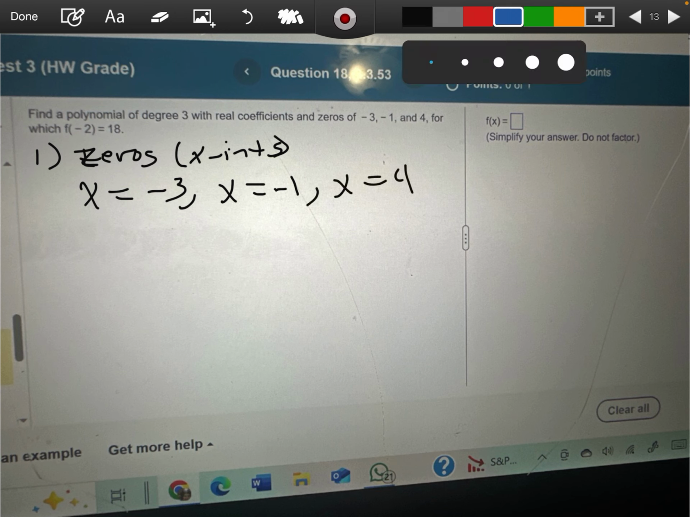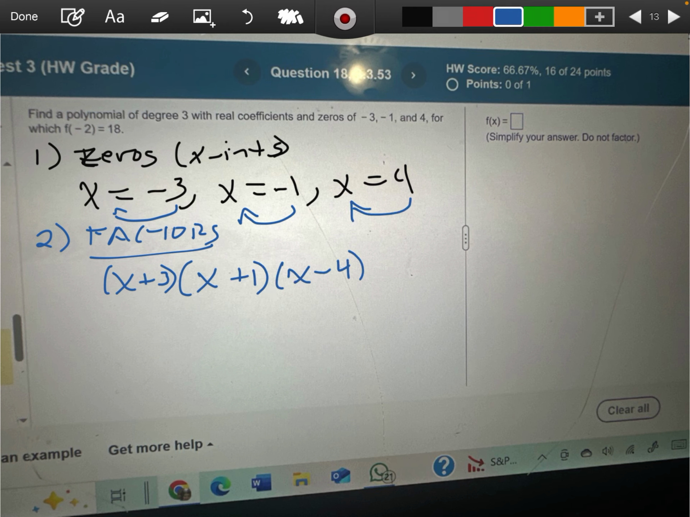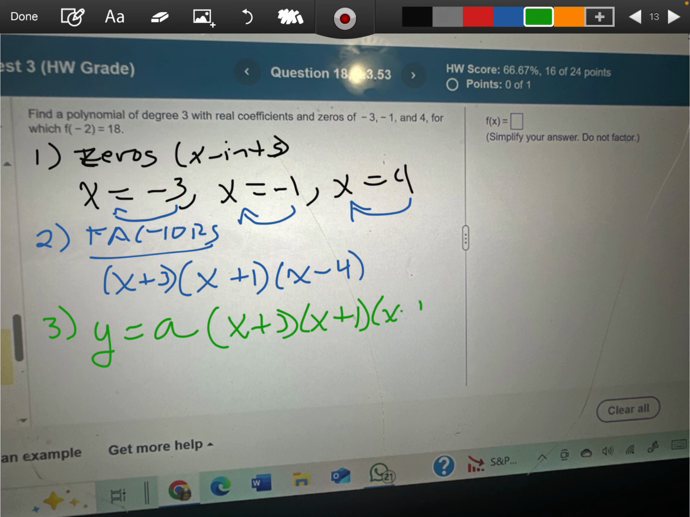Okay, step number 2, y'all. We're going to write out our factors, okay? If we bring the -3 back across the equal sign, x plus 3. If we bring the -1 back, y'all, x plus 1. And if we bring that 4 back, x minus 4, okay? Step number 3, we're going to write out our equation. Y equals x plus 3, x plus 1, x minus 4.